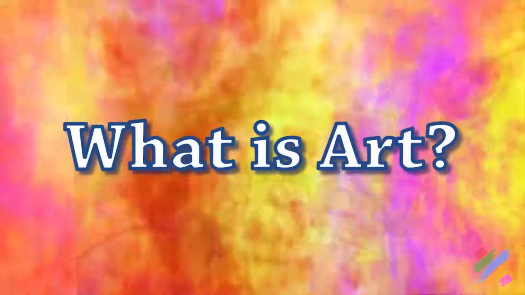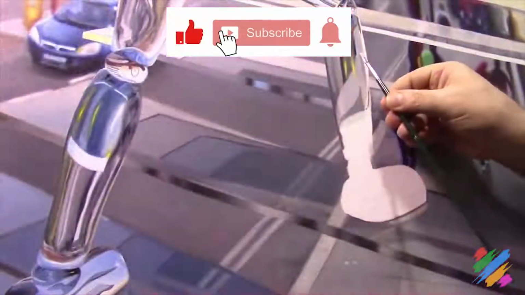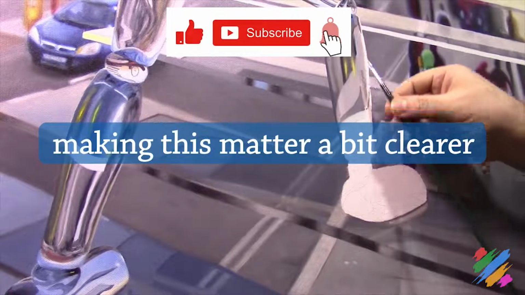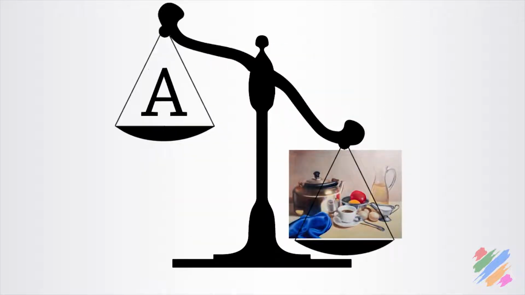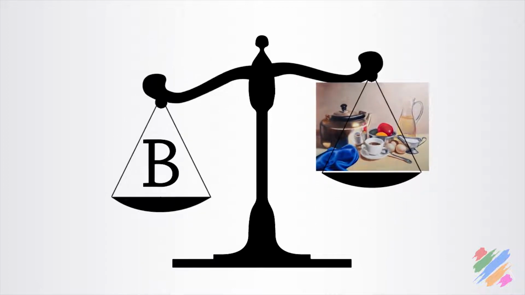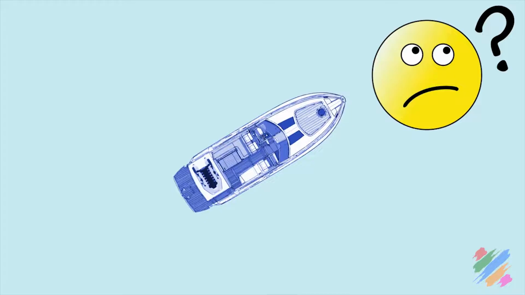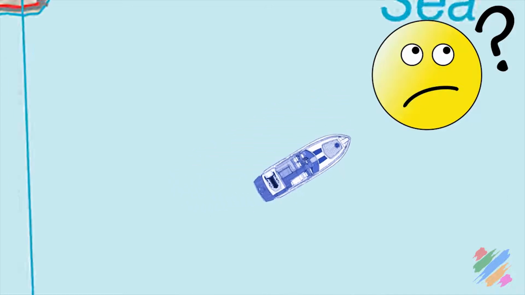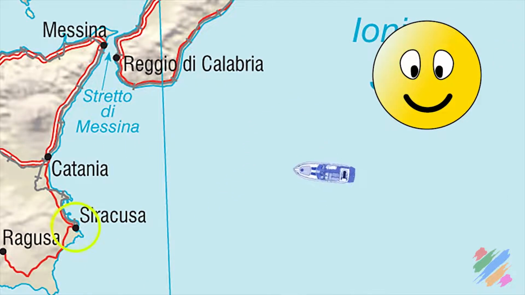What is art? How many times have we heard the question, is this art? With this video, we want to try making this matter a bit clearer. Because if we don't know exactly what we are doing, how can we decide if we are doing right or wrong? An objective evaluation of our work is a very important part of our improvement process.